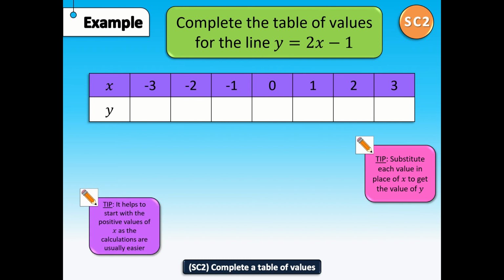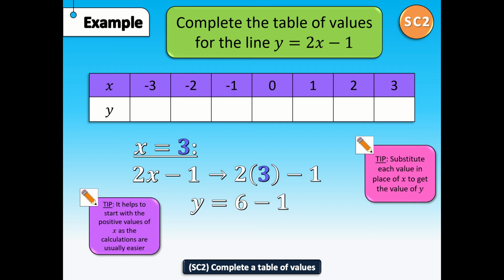So it helps to start with the positive x values first. So we're going to start with x equals 3. So if x equals 3, to get the y value, we times by 2 and then take away 1. So 2 times 3 is 6, take away 1 is 5. So when x equals 3, y equals 5.